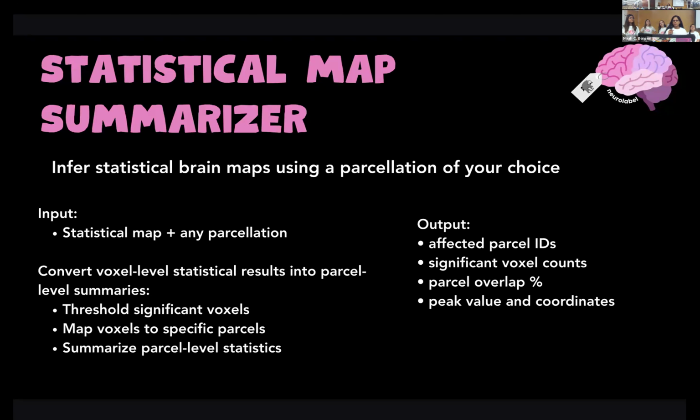So what the summarizer does is it analyzes the maps and extracts the significant voxels based upon the user-specified threshold, which you might have used for your GLM analysis or the group analysis. Then these significant voxels are mapped onto your required parcellation, say NeuroSynth or any parcellation of your choice. And then these parcels are returned as parcel IDs, which would be passed again to NeuroLabel to do the entire analysis.